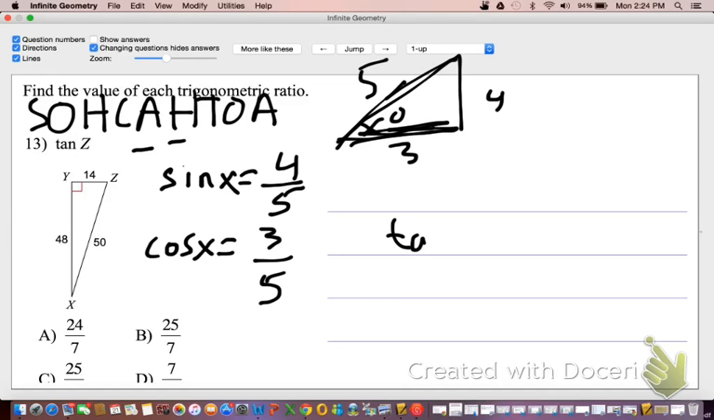And tangent of x is opposite over adjacent. So what's opposite of x is 4. And remember, adjacent is the side next to x that's not the longest one, so it's 3. So that's basically how you want to think about all of these. I would pause this and think about how I got these, because this is opposite over hypotenuse, adjacent over hypotenuse, opposite over adjacent, and this is sine, cosine, and tangent. So that's all you have to know for these.